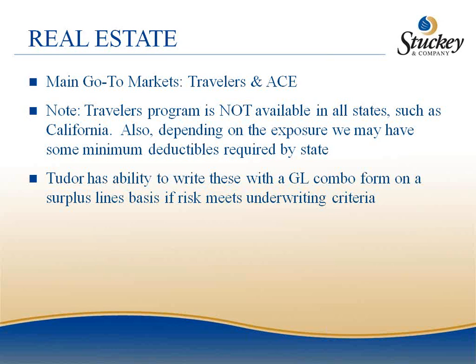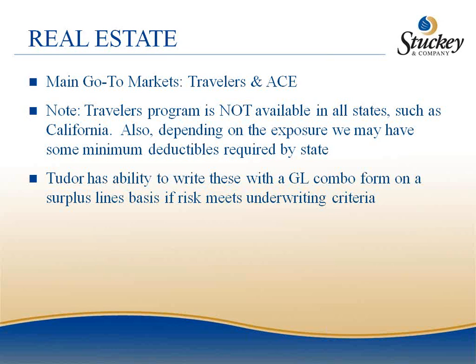Some states, and if any of you producers are out in California, you probably know this. I'll pick on ACE for a second. ACE has a great appetite. We write a ton with them in California for real estate lines, but there are minimum deductibles that apply to certain hazard groups. For example, real estate agents, I believe, can go as low as $2,500. But property managers and inspectors, I believe it's $10,000 and $25,000.